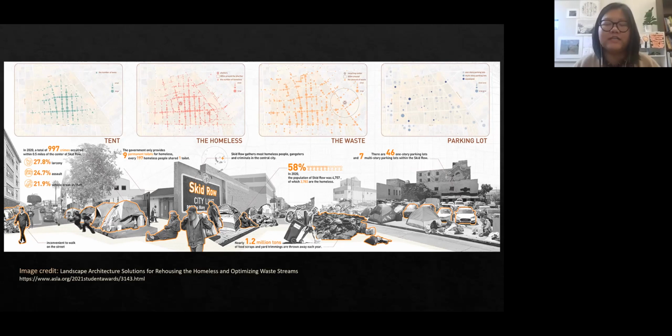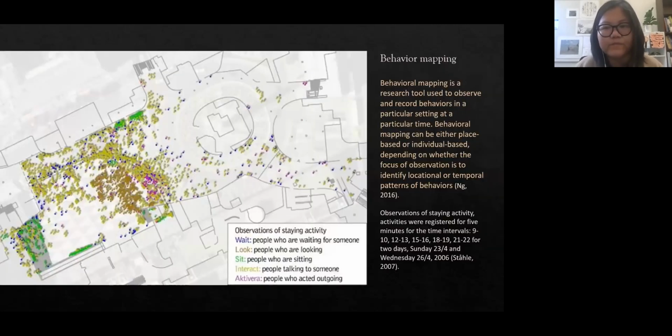So again, visualization is a very good way to do site analysis and to showcase or argue the potential problems associated with the site. All right, so we have talked about two methods so far.